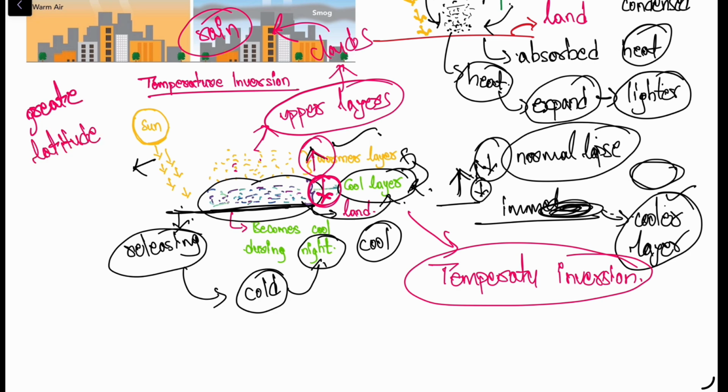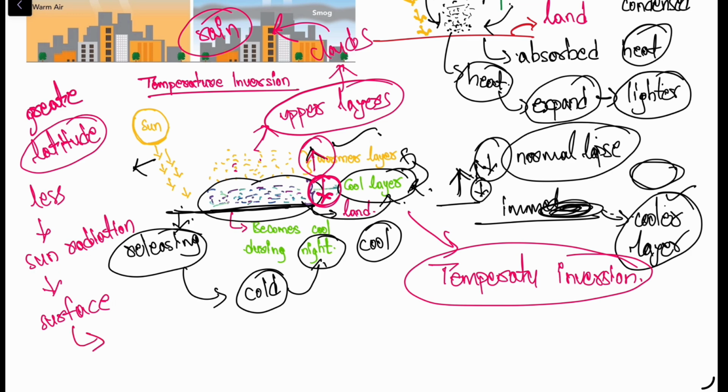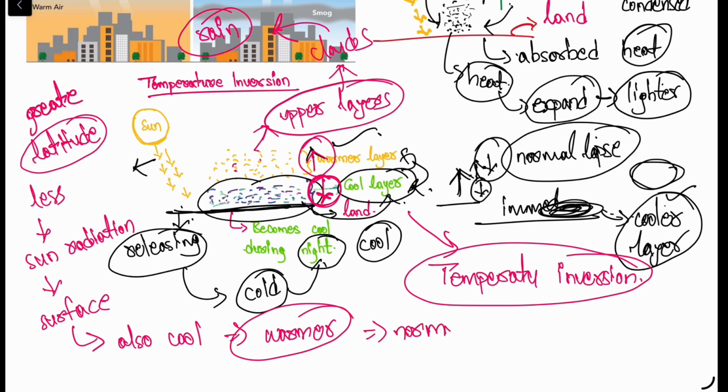Why will we see the temperature inversion in the greater latitudes? Because there will be less sun's radiation in the polar region, right? Less radiation means the earth surface will be cold in nature, and if the earth surface is cooler, the layer immediately above the surface also becomes cool, and the layer above it will obviously be warmer than the layer below it, right? So this temperature inversion is normal in the higher latitude regions.